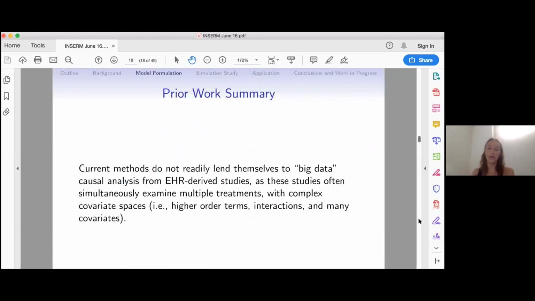So we want a method that lends itself to the sort of big data causal analysis derived from EHR studies. It's not really big data, it's just we may have a lot of confounders, right? So we have multiple treatments, we have potentially complex covariate spaces, so many covariates, higher order terms, interactions. We want to be able to accommodate all of that. It's not going to happen in a proportional odds model, right?